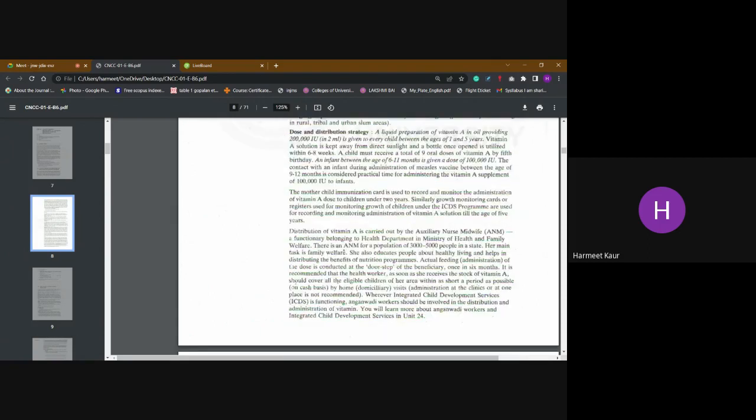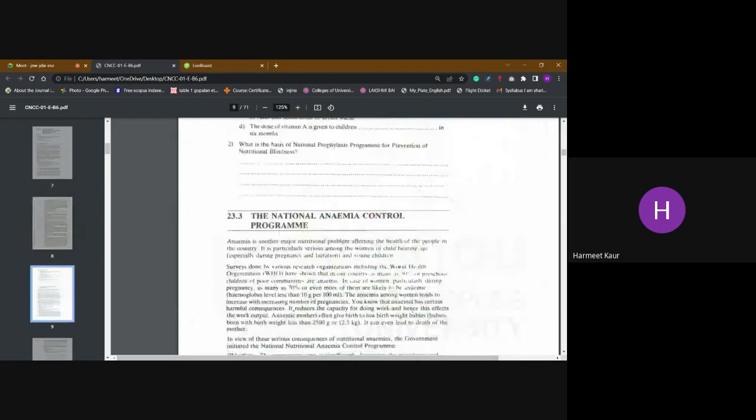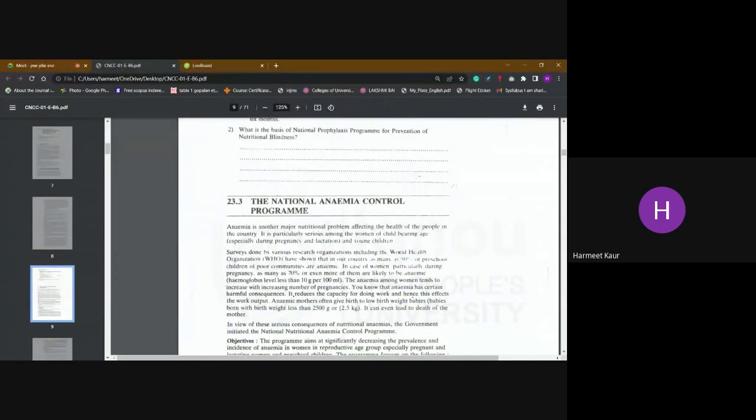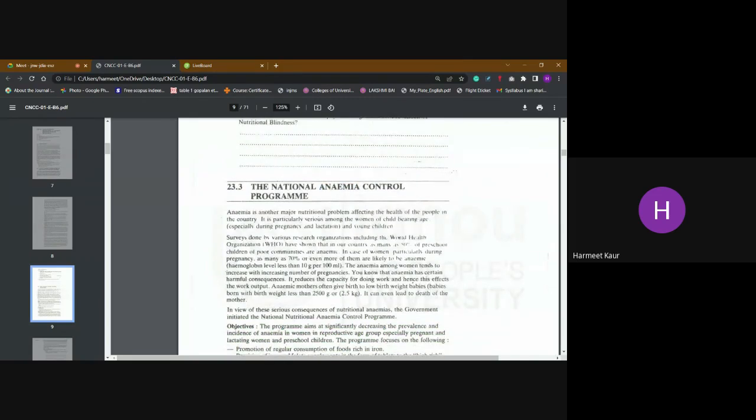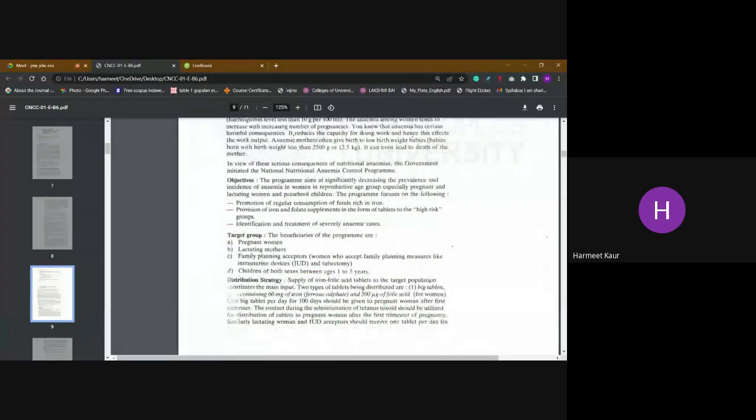The second program is known as the National Anemia Control Program. As the name suggests, it deals with anemia, and this can be any of the nutritional anemias, and the major ones are related to deficiency of iron, folic acid, and B12. In this program, pregnant women, lactating women, or women who are using some sort of family planning measures, and also children of both genders, both boys and girls, are the major target group.